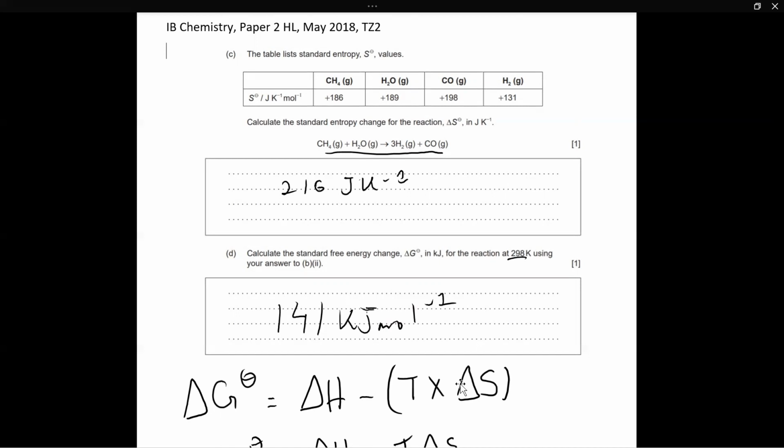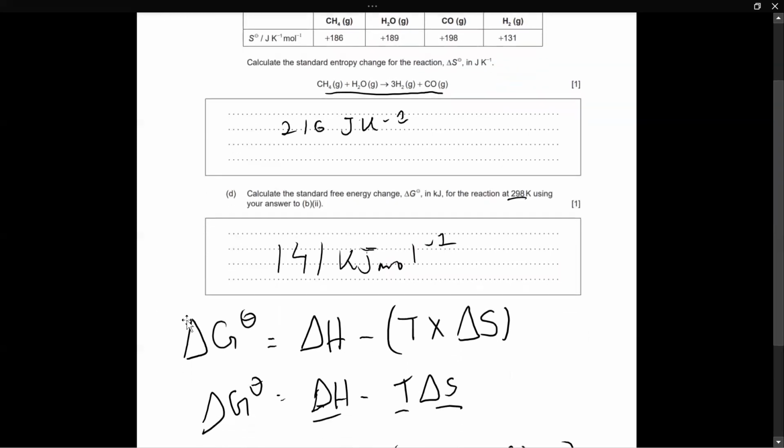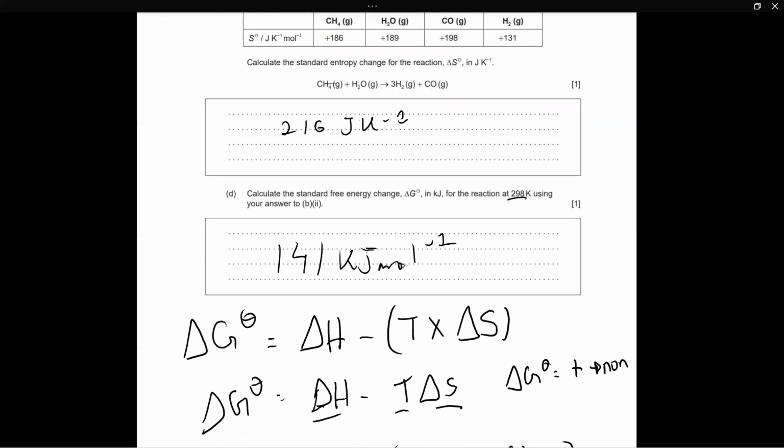Hopefully you've got that. Now, how is this formula that I have taught you helping us? If the value that you're getting at the end is positive, so if the change in Gibbs free energy is positive, the reaction is considered non-spontaneous. So this reaction over here can actually be considered non-spontaneous. However, if the change in Gibbs free energy is negative, it is considered spontaneous. That is it. That is the use of this formula, at least in the IB.